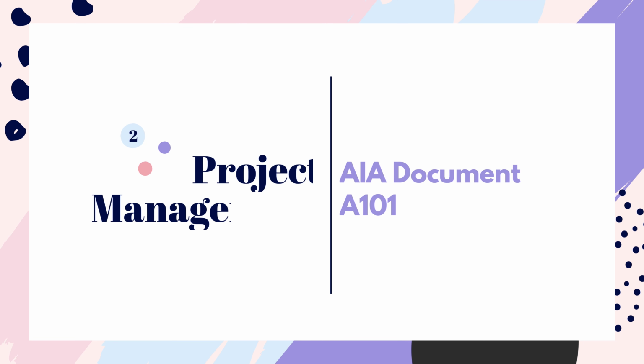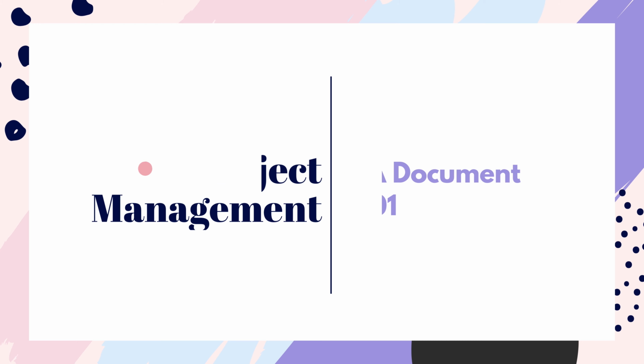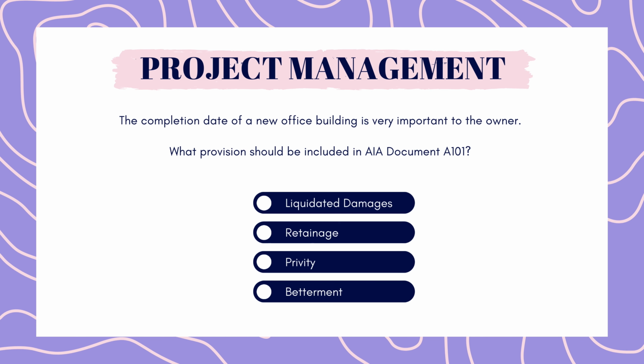Now on to project management. The completion date for a new office building is very important to the owner. What provision should be included in AIA document A101? Liquidated damages, retainage, privity, or betterment? Pause here to answer.